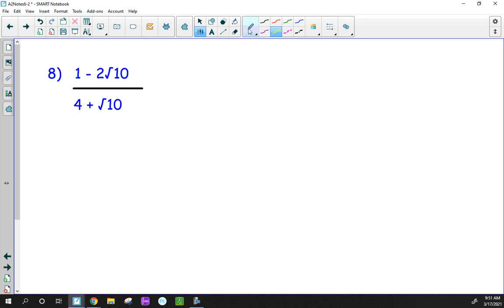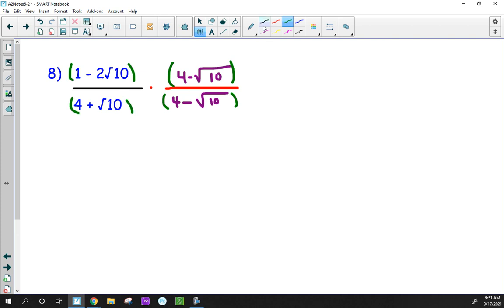All right, we have one more. We'll go through it together. On top we have two terms, 1 minus 2 square root of 10. On the bottom we have 4 plus the square root of 10. You're going to multiply by the conjugate, so 4 minus square root of 10. Remember to always put parentheses around it, especially when there's two terms. And I would go back and do that over here too. Bring down your division bar, one step at a time.